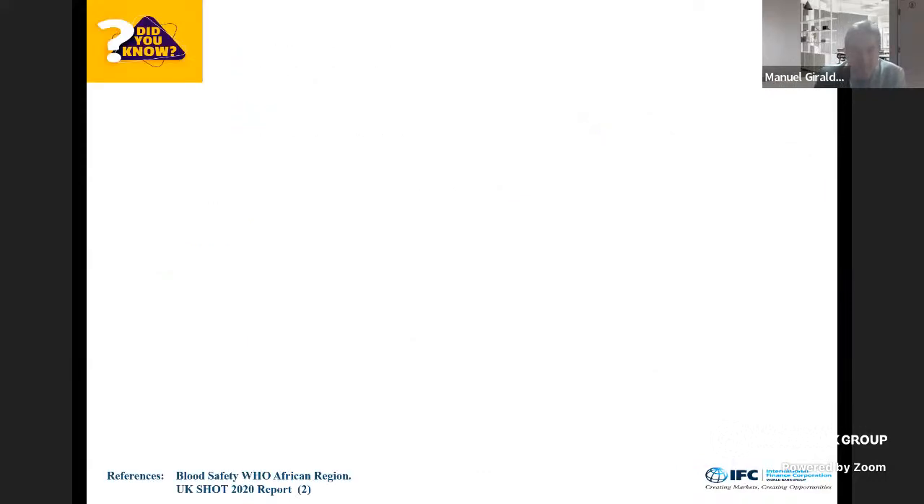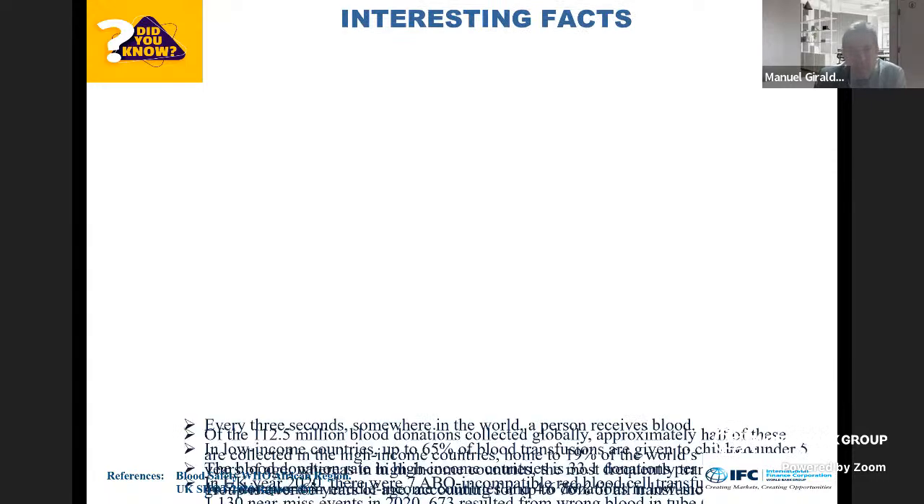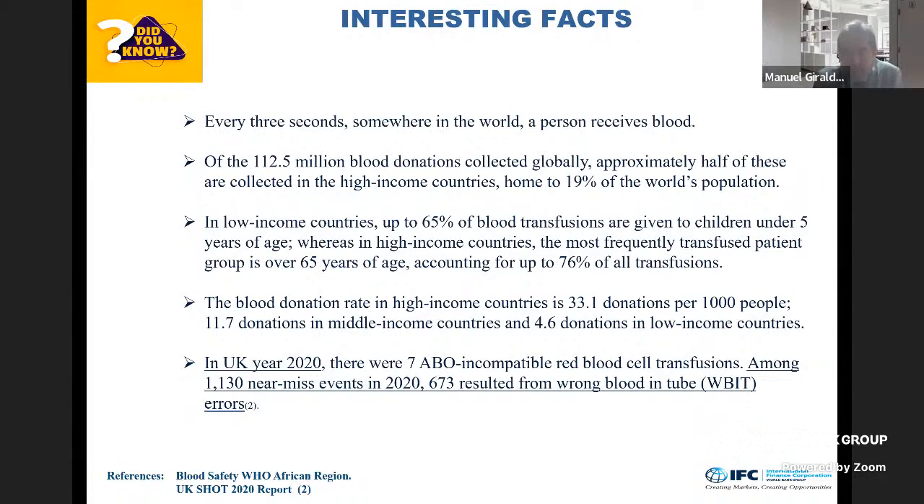For the purpose of this particular webinar, I selected to talk about AABB standards. But before I do that, I'd like to bring to your attention a few interesting facts. Number one is that every 3 seconds, somewhere in the world, a person receives blood. I picked these references from two renowned bodies, WHO and the UK SHOT program, which is for reporting transfusion reactions. So every 3 seconds in the world, somebody is getting blood.